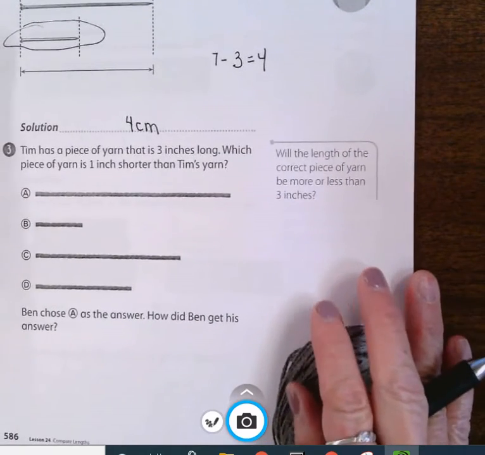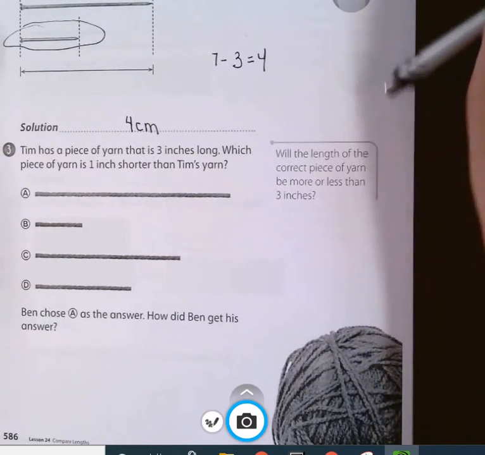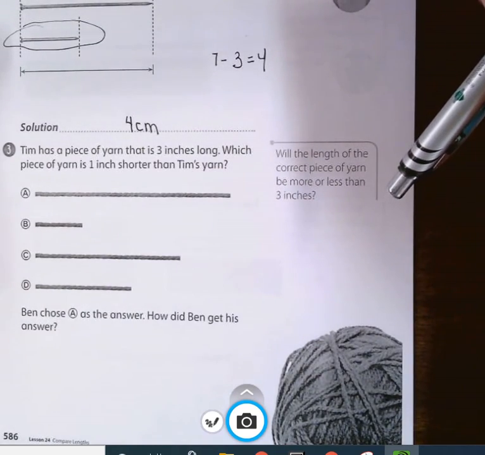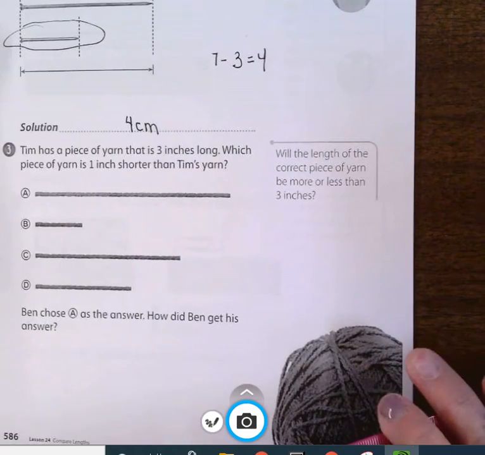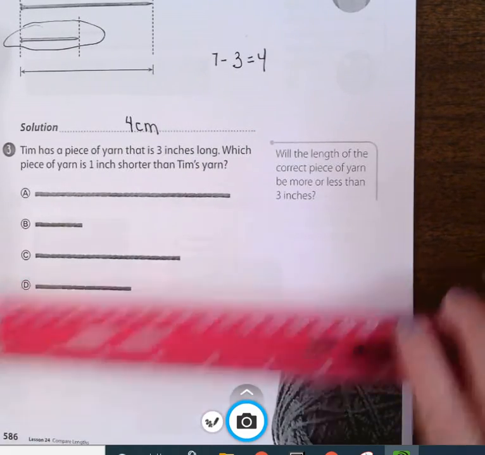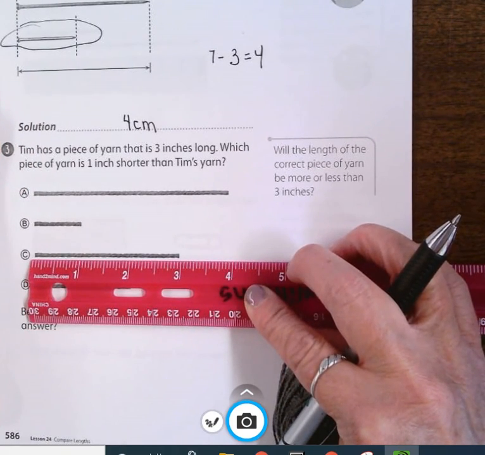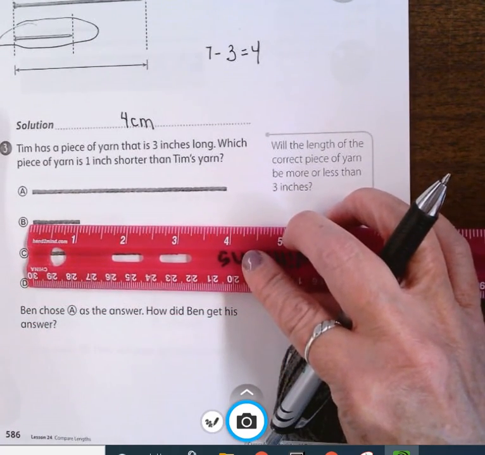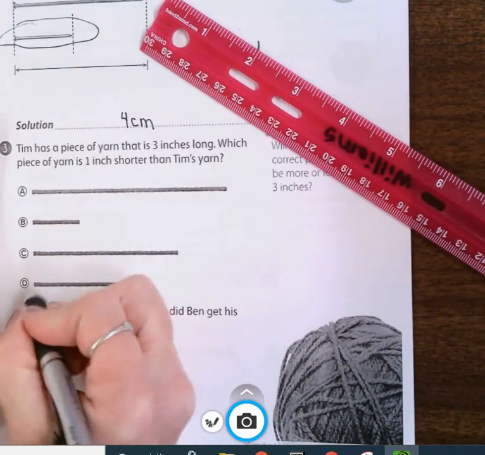Okay. Tim has a piece of yarn that is 3 inches long. Which piece of yarn is 1 inch shorter than Tim's yarn? So first, let's find the answer, should we? So he has a piece of yarn that is 3 inches. Which piece of yarn is 1 inch shorter? So we're doing inches now, and I'm guessing this one is the 3 inches. Now we need to find the one that's just 1 inch shorter. Is this one 1 inch shorter? No, that one's 2 inches. What about this one? Yeah, so I would say it would be D.